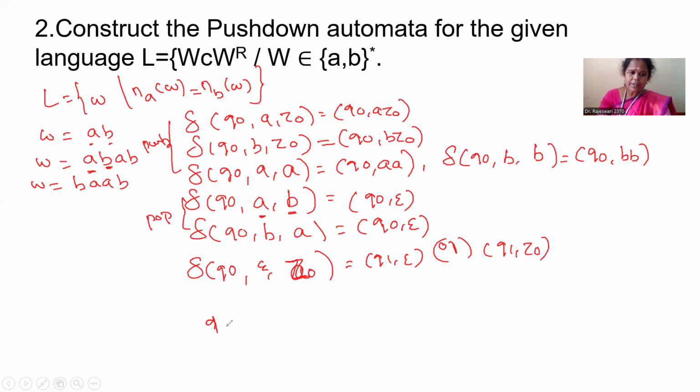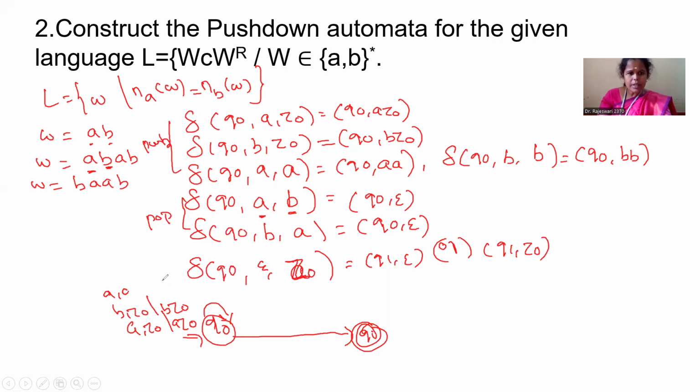How can you give the transition function? We have Q0, and we have Q1, which is our final state. In Q0 itself, we have performed push and pop. So write A comma Z0, it is AZ0; B comma Z0, it is BZ0. Then A comma A, it is AA; B comma B, it is BB.